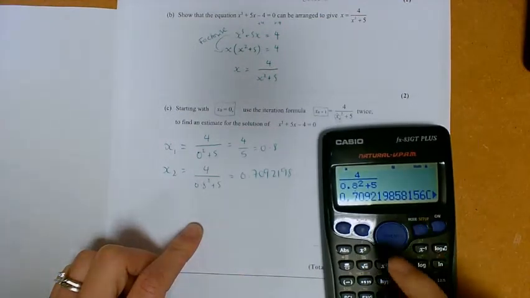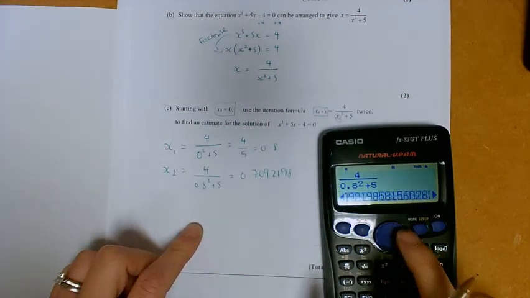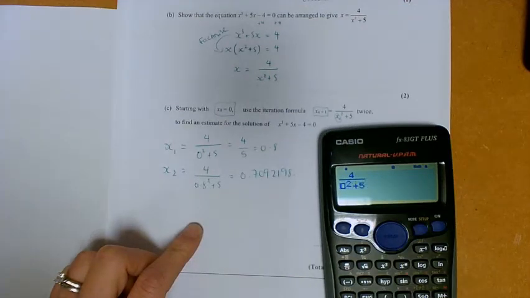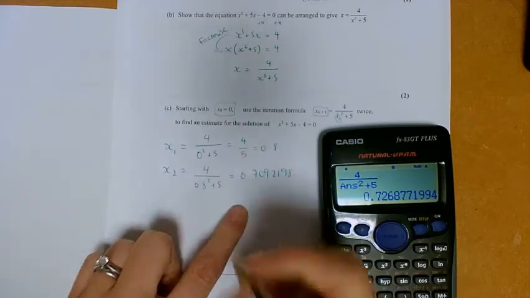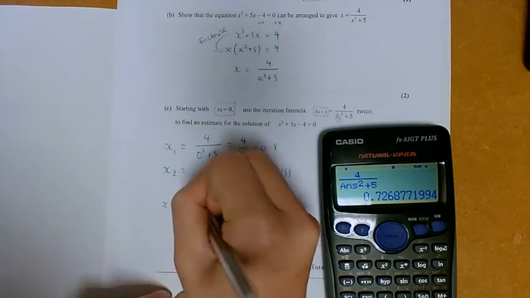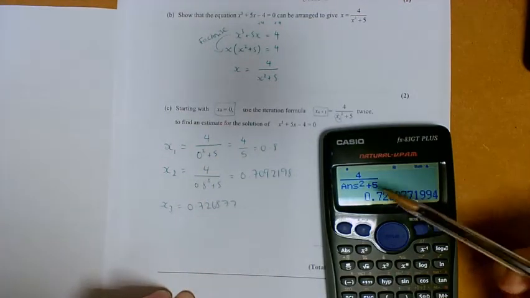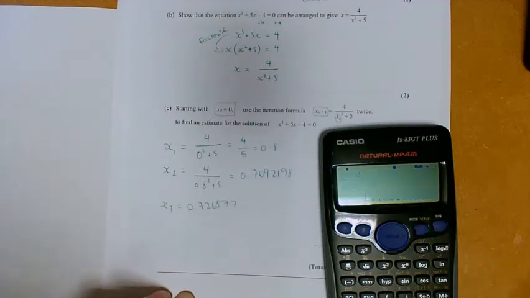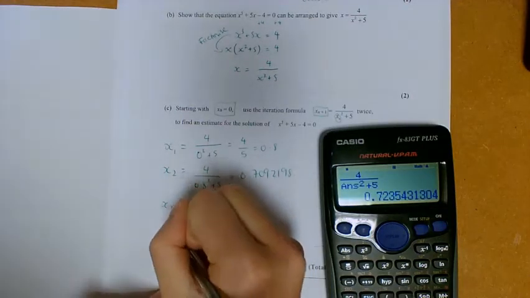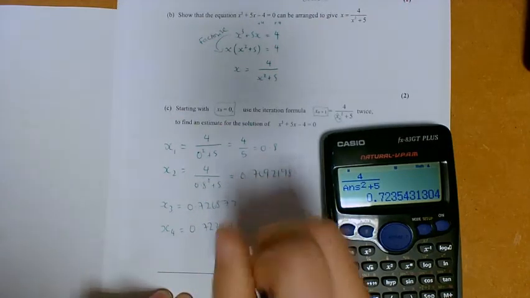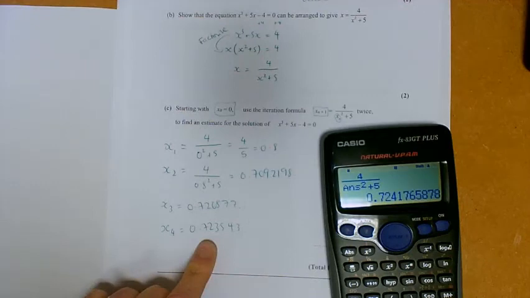Now, I'm going to make my life a little bit easier, a bit of a trick here. Go back and let's put the answer in here. And then when we hit enter, we've got the next one. So x3 is 0.726877, and so on. And then if you hit enter again, it's going to take this answer and put it in there. So then x4 is 0.72354. You see it's getting closer and closer to being the same answer. And if I just keep pressing it, I would write down a few.